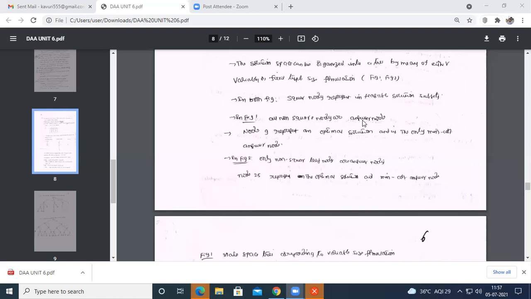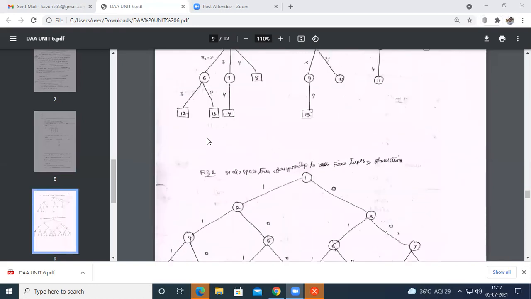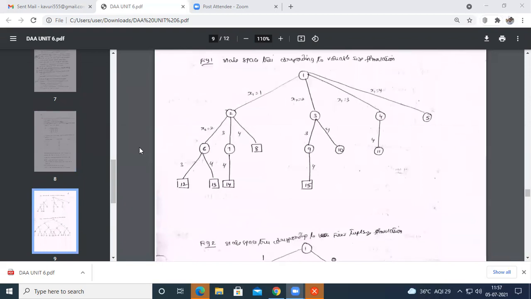By using these feasible solutions we are finding the optimal solution. Next, in the first diagram, all the non-square nodes represent feasible solutions and square nodes represent infeasible solutions, meaning the jobs are not completed within the deadline.